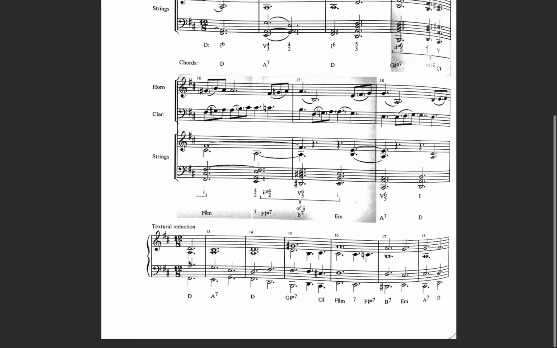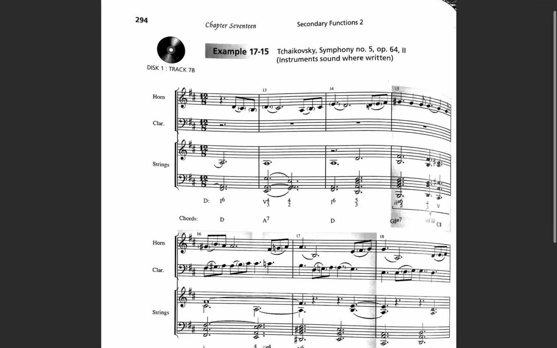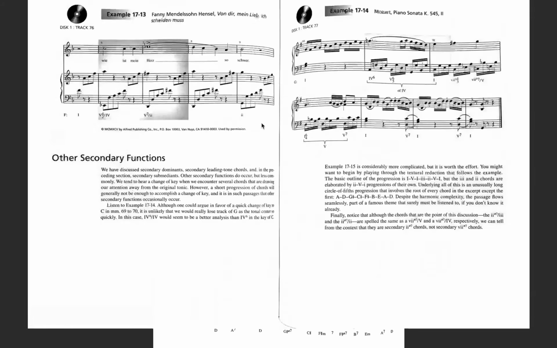And here's a textural reduction of the above excerpt, which is example 17-15. Okay, now we're going to listen to this. The horn, this is concert pitch, as we call it, because the horns are transposing instruments. But concert pitch means that this is the pitch that, as he plays his part, is what's going to come out. Okay, let's listen to both examples.